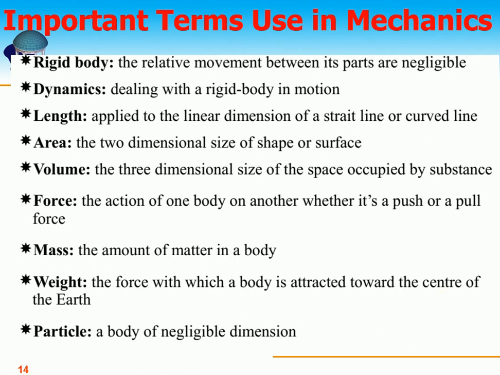Dear students, there are certain terms which are used in mechanics. So I think I have to clarify all these things. A rigid body is one in which the relative movement between its parts is negligible. A body is rigid, a limb is rigid, a part is rigid if there is no relative motion between two points on that particular part. That is called a rigid body, right? Like a tire, like an arm of a robotic arm, right? All of these are rigid bodies.